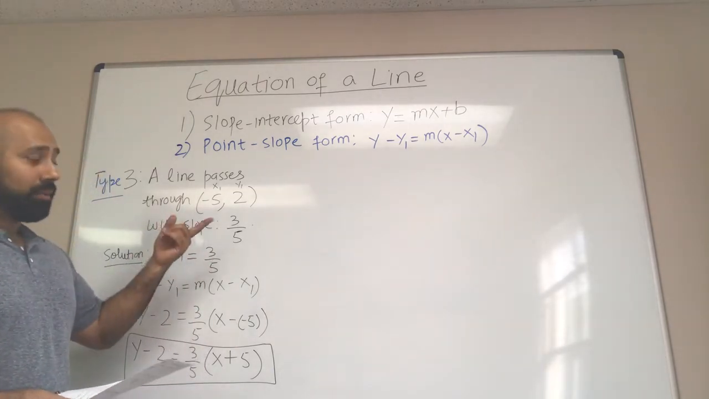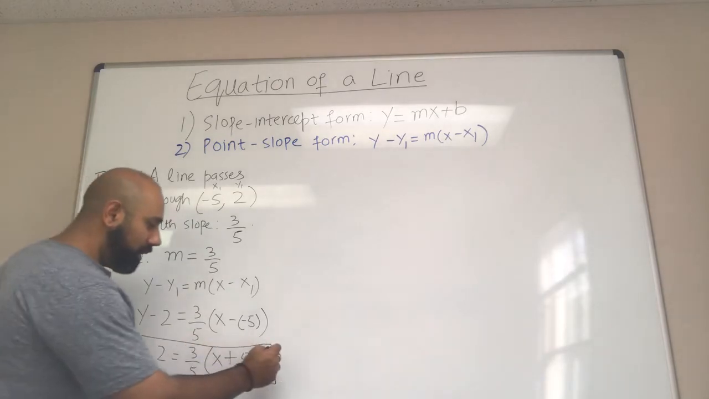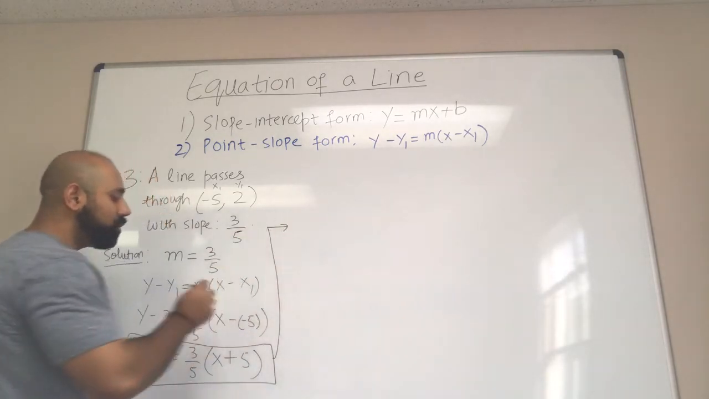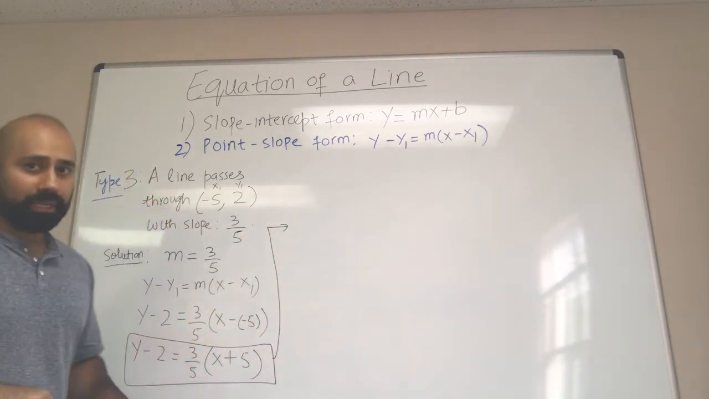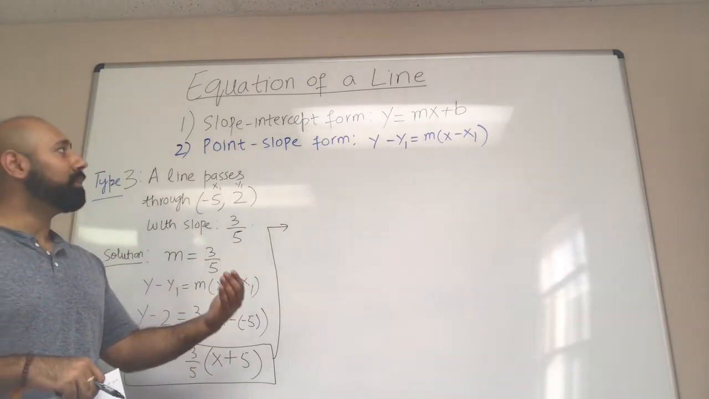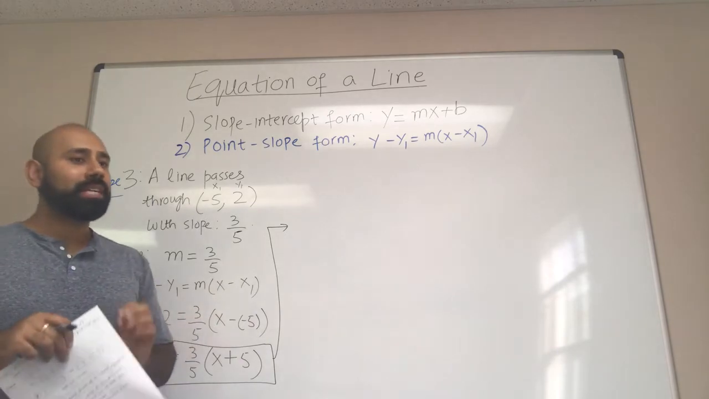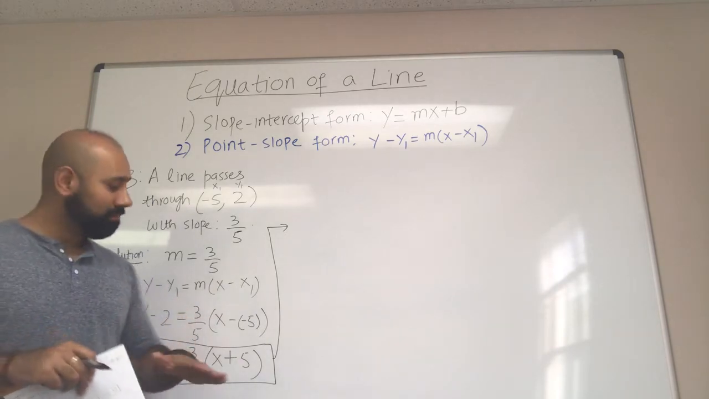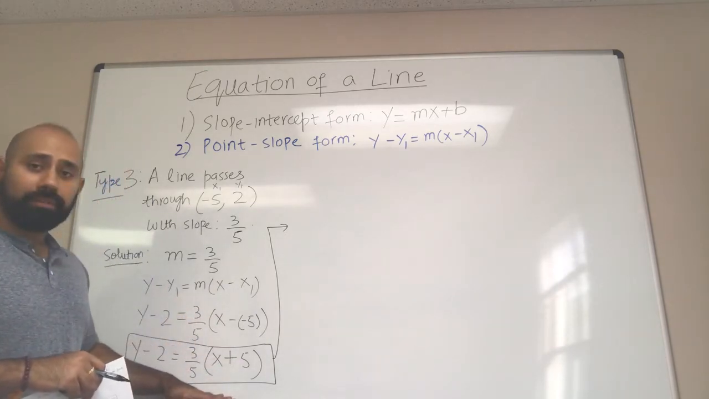But guys, you don't have to simplify further unless it says that it wants you to write the final form in slope intercept form. If it just says give me an equation of a line, this is good enough. You're done here.